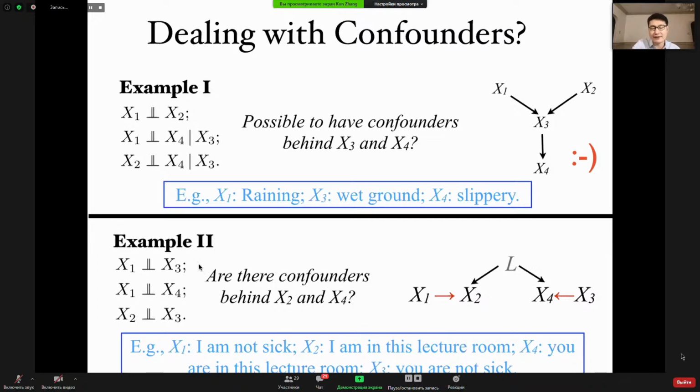Of course, we can make this more general. We can just condition on a lot of variables, it doesn't matter. Now, given this, I can just infer that x2 and x4, although dependent, are not causally related. They are confounded. So I'm in this lecture room, you are in this lecture room, right?